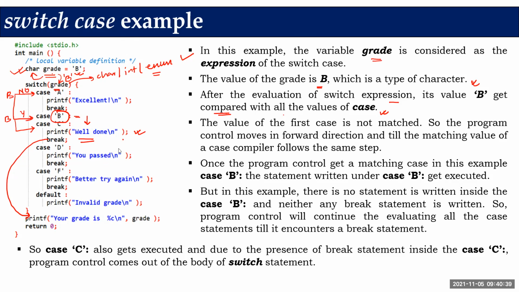See, in this example, there is no statement written inside case B, correct? And neither is any break statement written. Yes, there is no break statement and no other statement in B. So program control will continue evaluating all the case statements till it encounters a break statement. So it proceeds with case C. It executed this line and it gets a break statement. So case C also gets executed, and due to the presence of the break statement inside case C, program control will go outside of the switch statement.